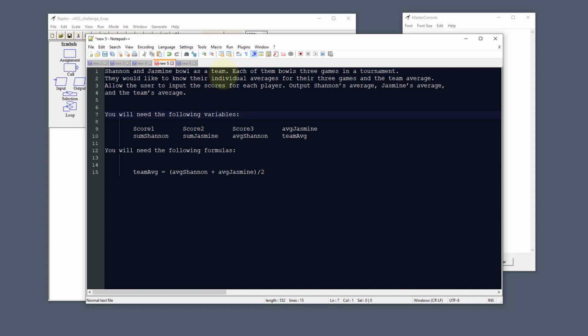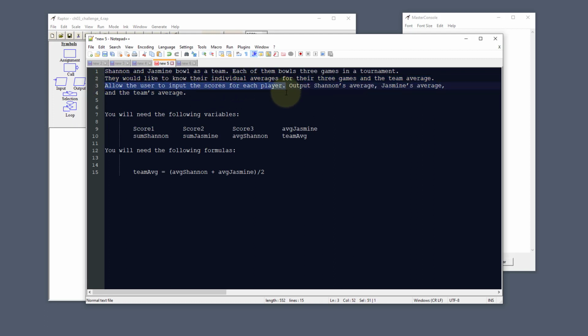Shannon and Jasmine bowl as a team, and each of them bowls 3 games in a tournament. They would like to know their individual averages for their 3 games and the team average. So they're going to calculate their averages individually and their averages for a team, which would be 6 scores total. So you're going to allow the user to input the scores of each player.